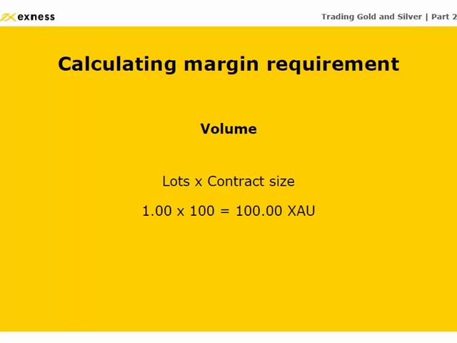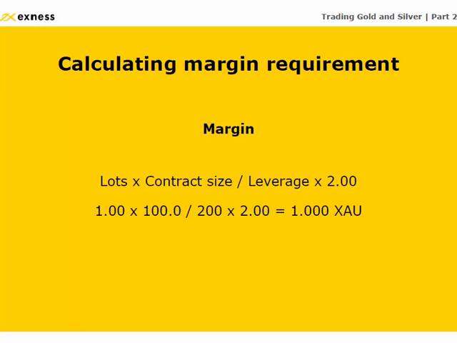Let's talk about practical aspects of risk management, and we will start with margin requirement. There are several concepts and terms which you need to know. First of all, volume. How volume is calculated on gold and silver. Number of lots is calculated by contract size. So, for example, if we take one single lot, we'll multiply it by 100 and we get 100 XAU. This is our volume.